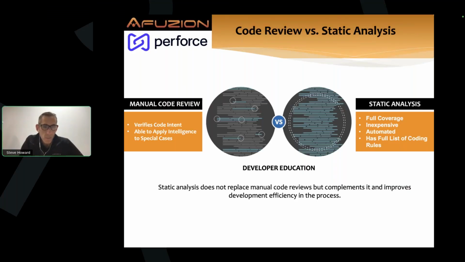So static analysis doesn't really replace manual code review, because there are still benefits, of course, from having human reviewers, but it very much complements it and certainly improves the efficiency of that process. The human reviewer can maybe focus on the results of the analysis as a guided code review to help them find some of the key issues, whilst knowing what to look for in very special cases.